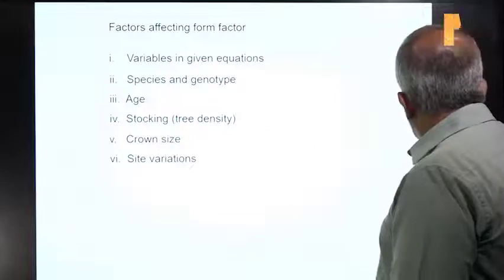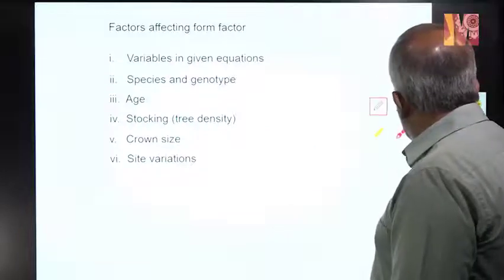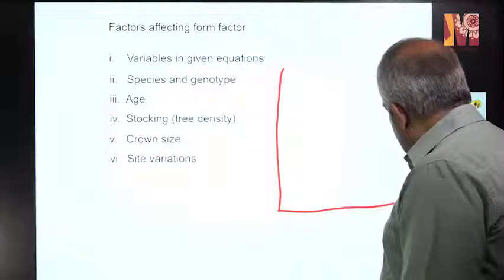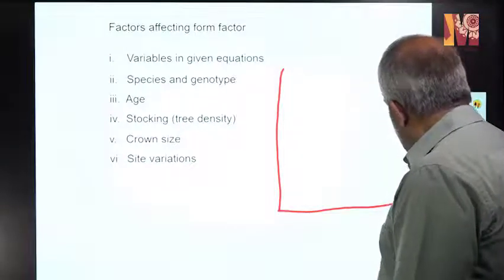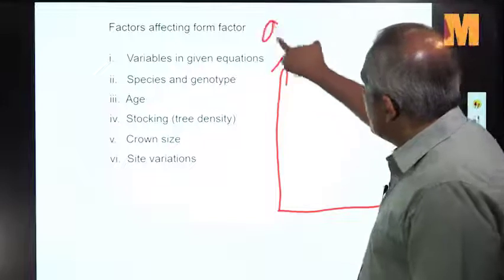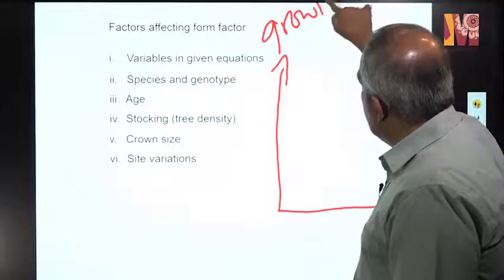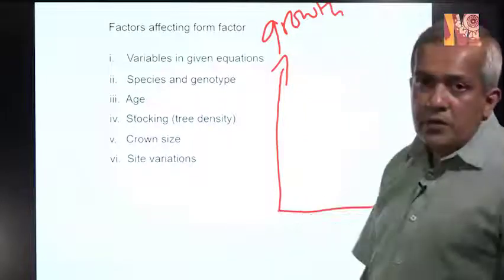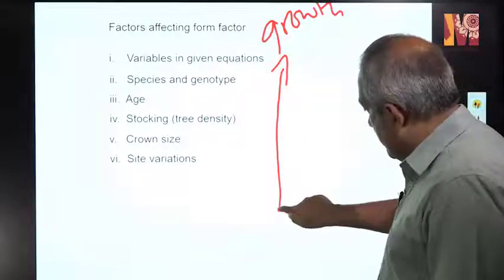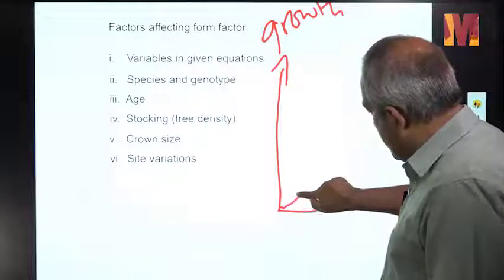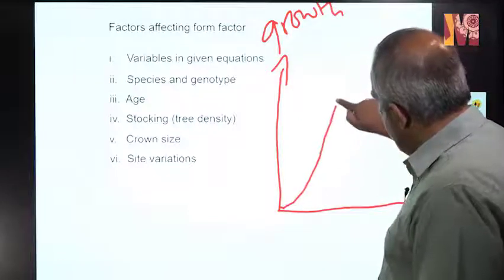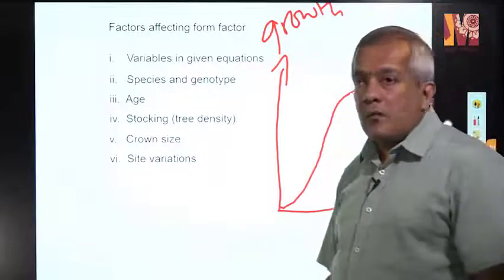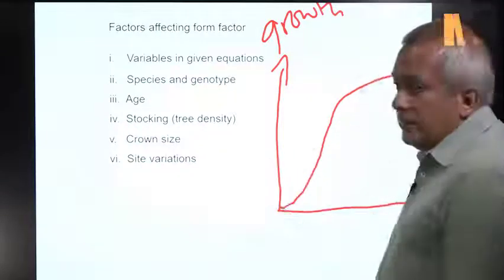And the age. I will make a graph to understand what happens with the age. Say this is age and this is growth. At the beginning, when a tree starts growing from the seed or seedling, it has quite a slow growth which becomes vigorous. When it passes the young stage, it becomes much slower.